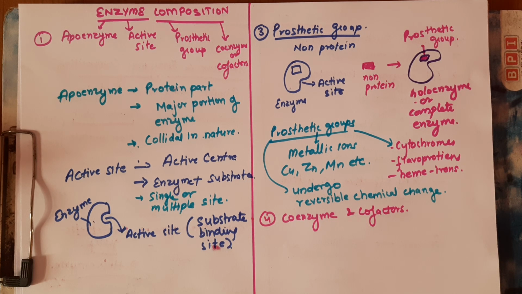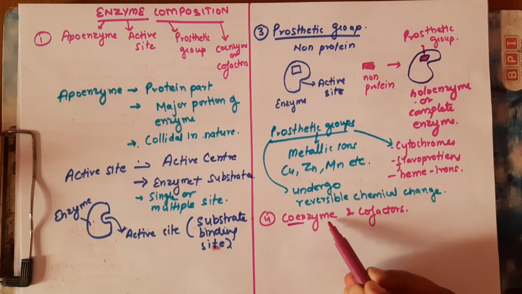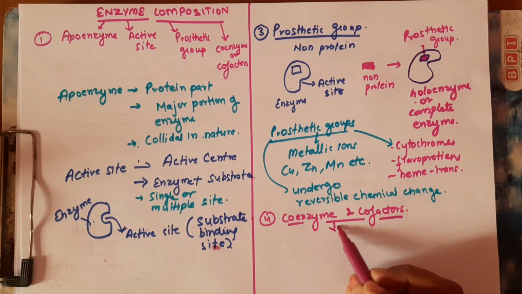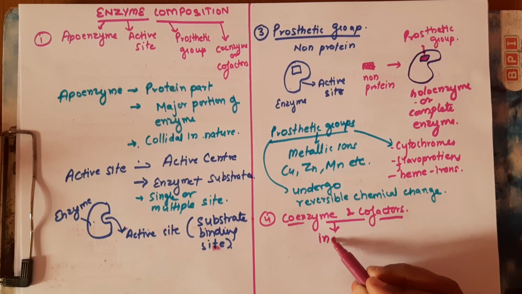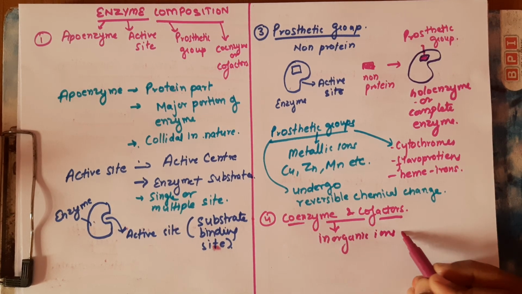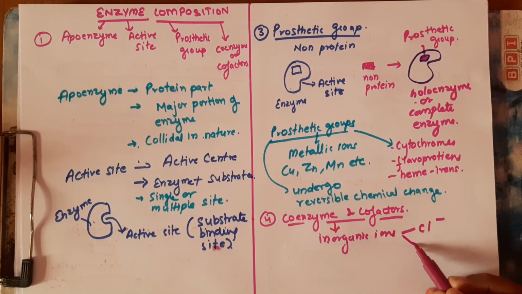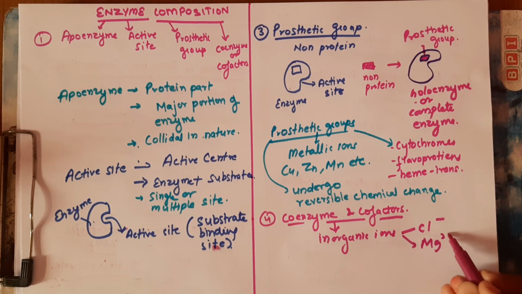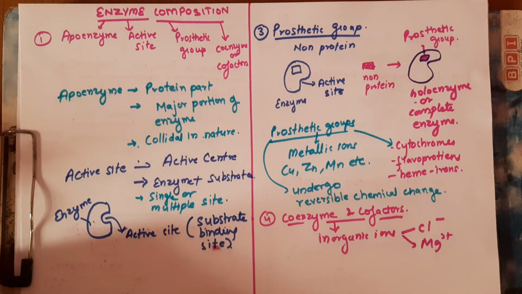So the term cofactor was usually employed for the inorganic ions. They are very important for the activity. So they are basically the inorganic ions, like calcium, chloride, magnesium. And these are essential for the activities of the enzyme.